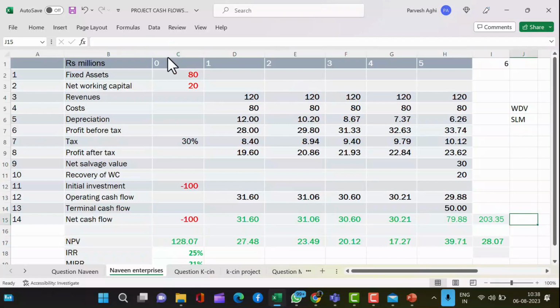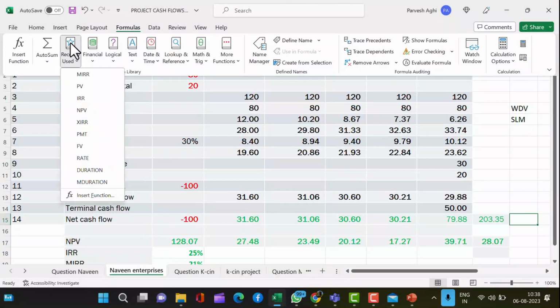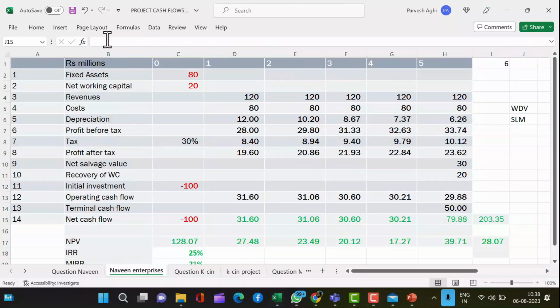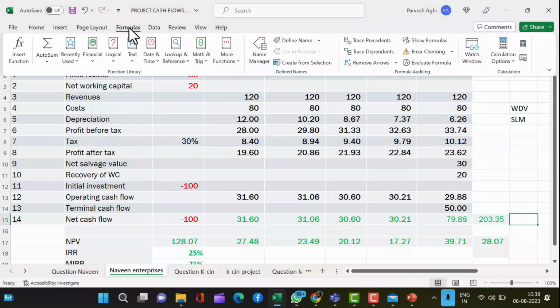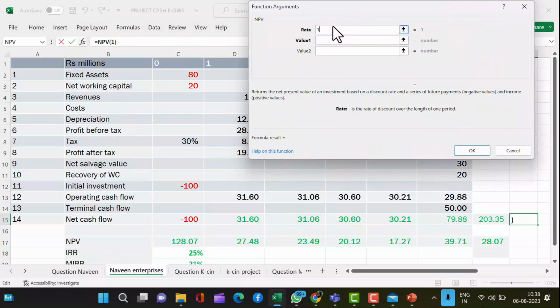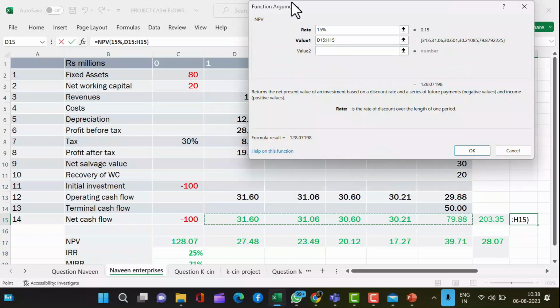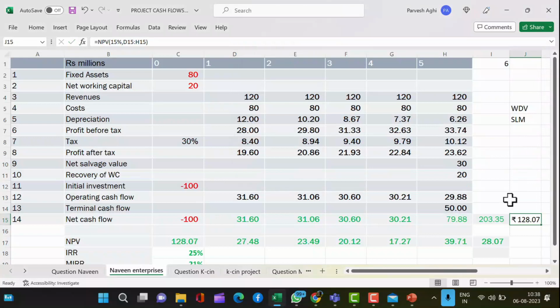I can again calculate like this. I can just go to the formulas and go to net present value. Put the rate as 15%, choose all these values, and press enter. So I get 128, isn't it? I can even calculate by taking an NPV value. Instead of calculating present value for each year, I can do it for all of them.